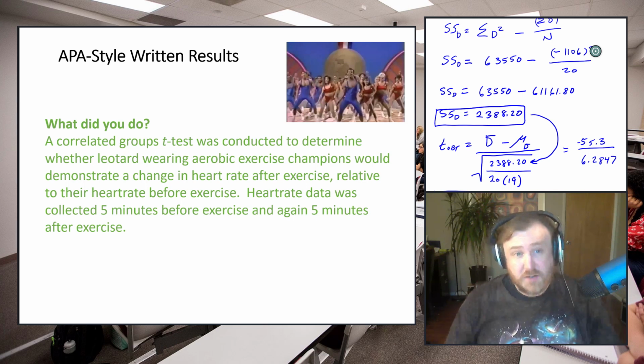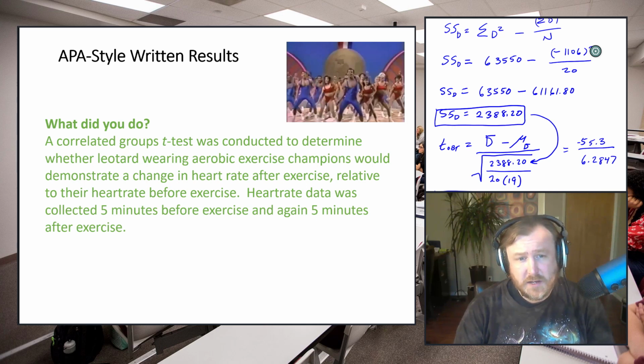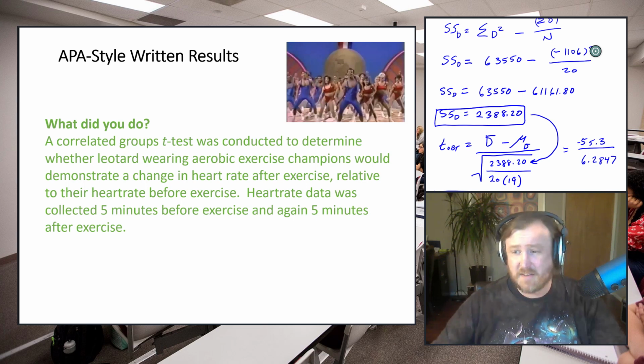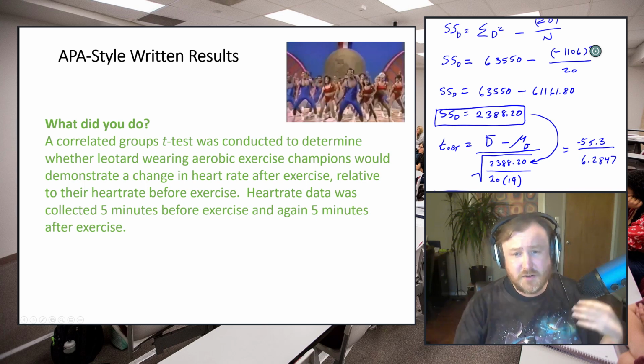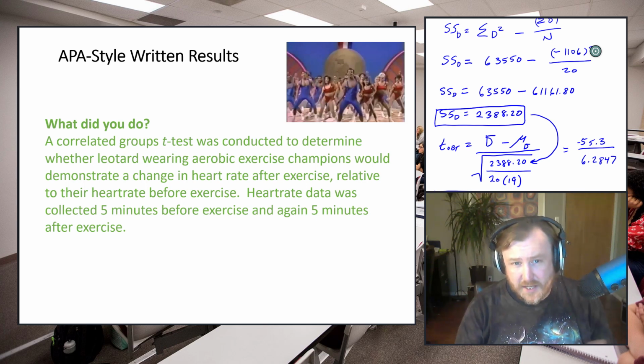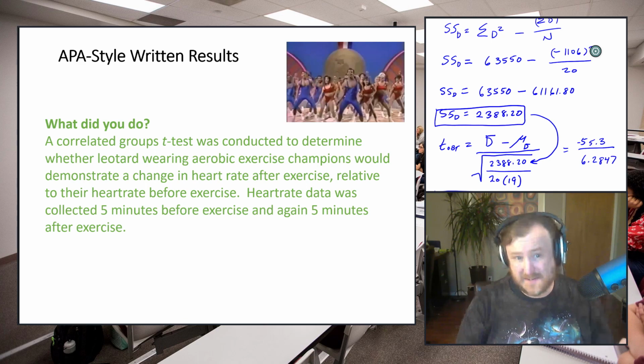For this first part, what did you do? Well, a correlated groups t-test was conducted to determine whether leotard-wearing aerobic exercise champions would demonstrate a change in heart rate after exercise relative to their heart rate before exercise. Heart rate data was collected 5 minutes before exercise and again 5 minutes after exercise. The key thing here is to articulate what precisely you were comparing, and most importantly, that you're doing the appropriate test.